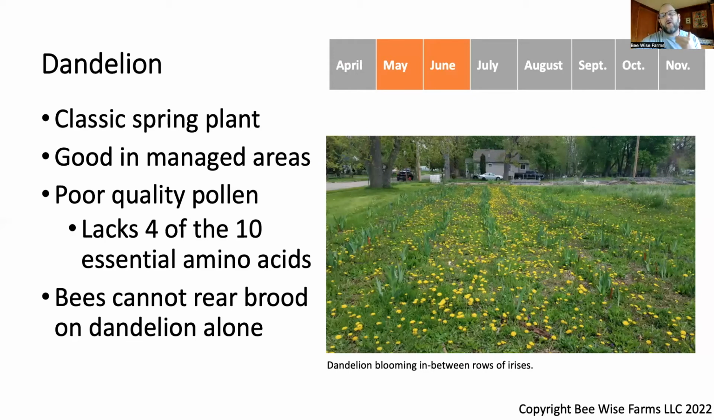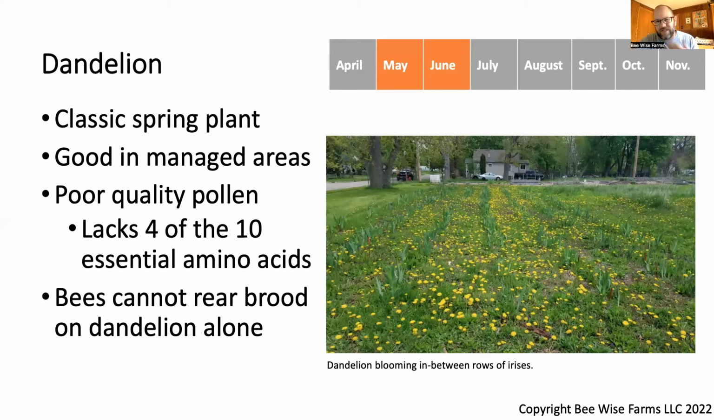It is really poor on pollen quality. Of those 10 amino acids I told you that bees rely upon from pollen sources, this only provides 4 of the 10. And so what it comes down to is that bees cannot be reared on dandelion pollen alone. There have been studies that looked at this, and bees just can't really raise young with this kind of deficit of amino acids.